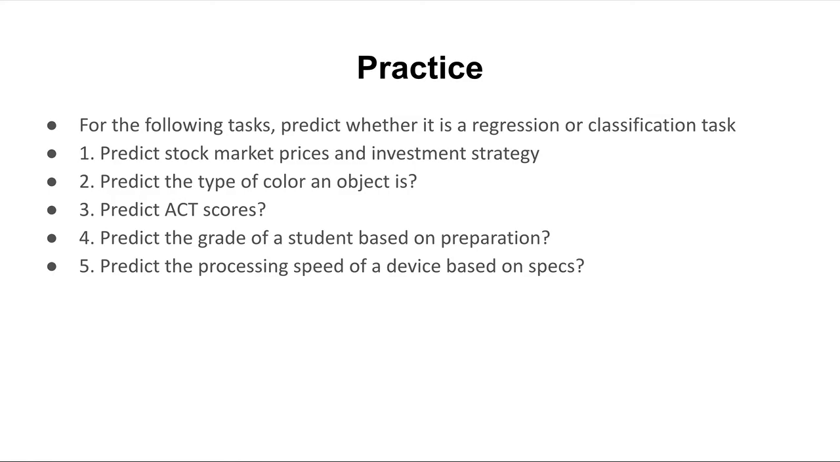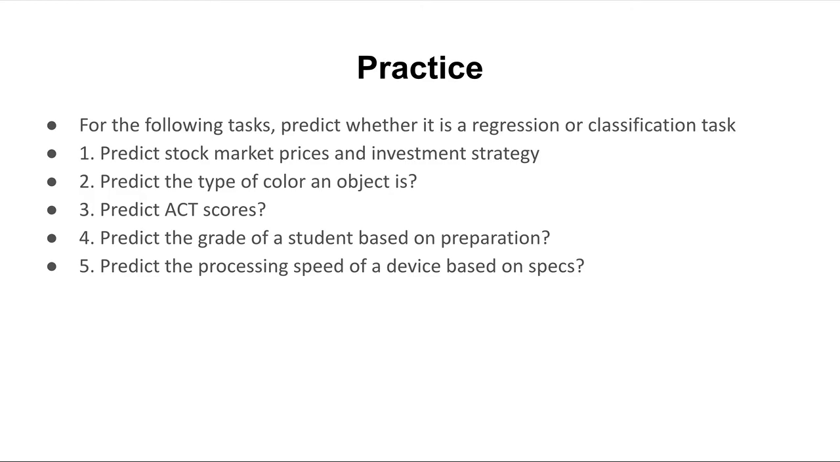Number 3, predicting the ACT scores. Well, the ACT score is very similar to a number. It's continuous, it ranges from 1 to 36, and it is also quantitative, right? It's a number. Therefore, this is a regression example where we're predicting the ACT scores. Number 4, predicting the grade of a student based on preparation. Once again, this is also regression because the grade of a student is a continuous output or quantitative output.